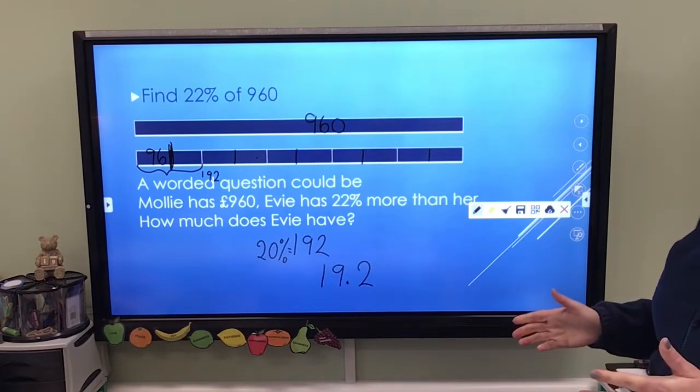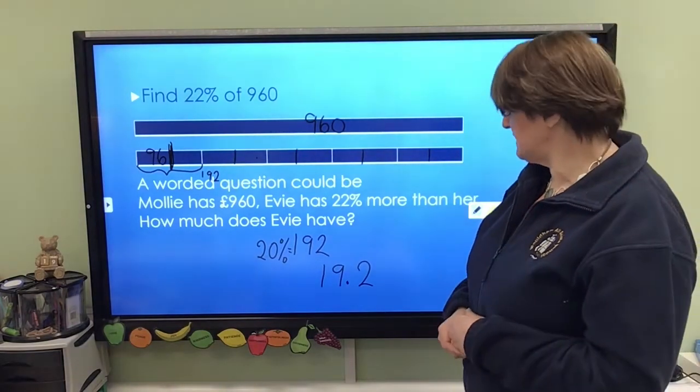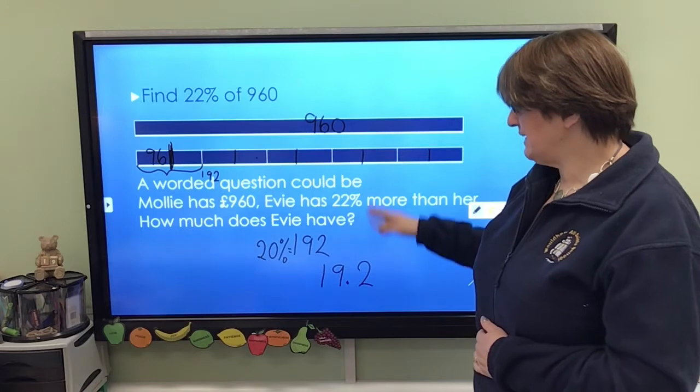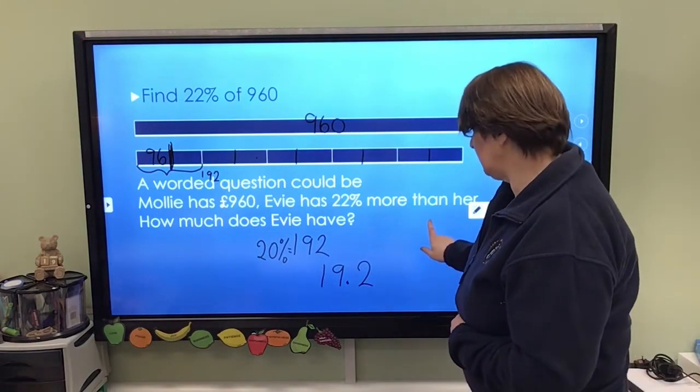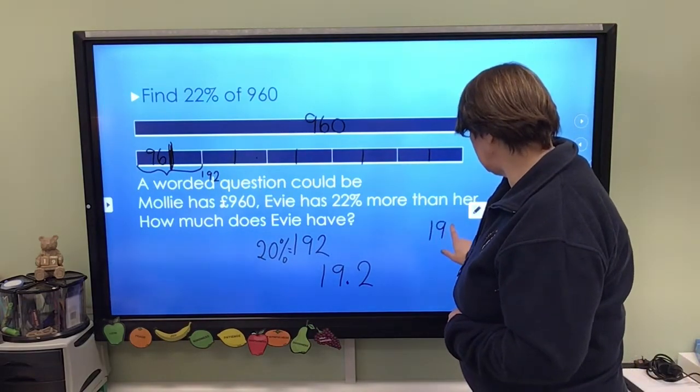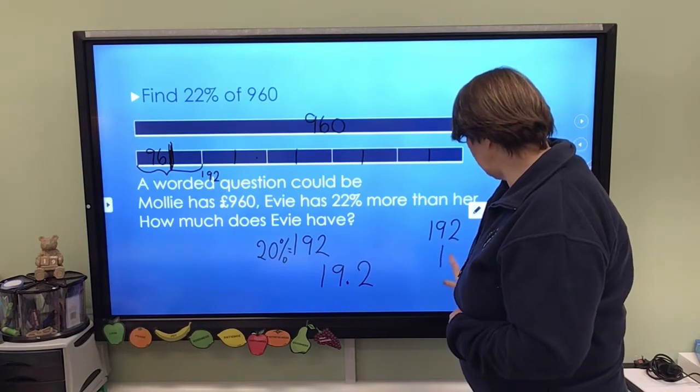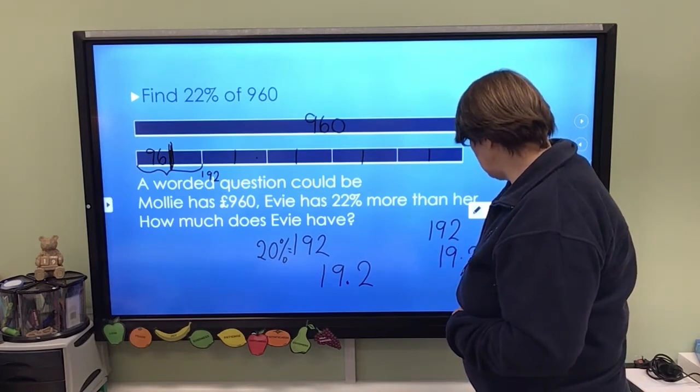Is that where we stop? I have found my 22%, have I? Oh no, I need to add them together to do that. So I need 192 plus 19.2.